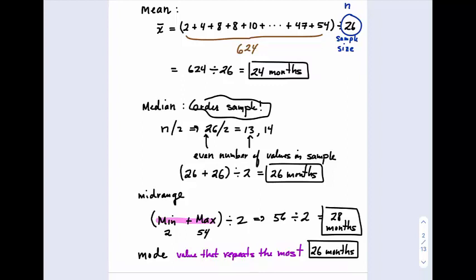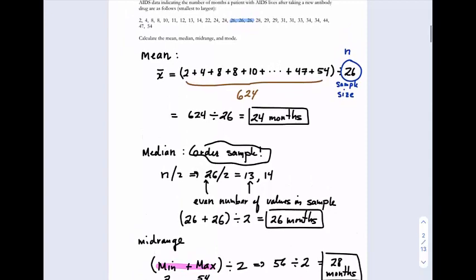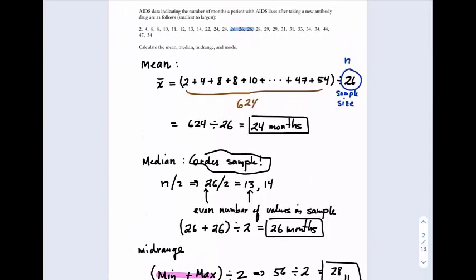But they relatively agree. You wouldn't necessarily want to average all those numbers, but you can roughly see that the number of months they lived after taking this new antibody was about somewhere between 24 to 28 months. Okay, so that'll do it for this example, evaluating the number of months lived after taking the antibody for AIDS patients.